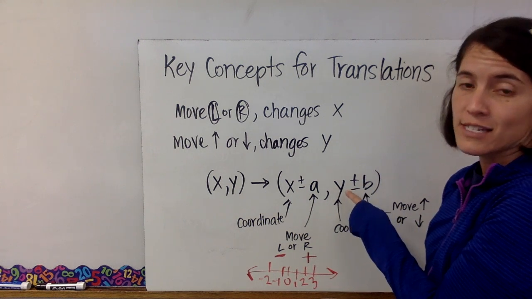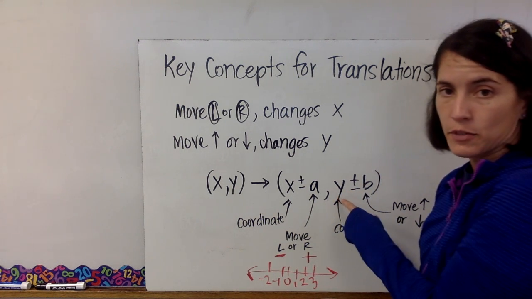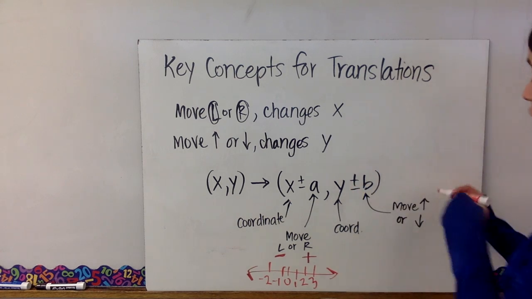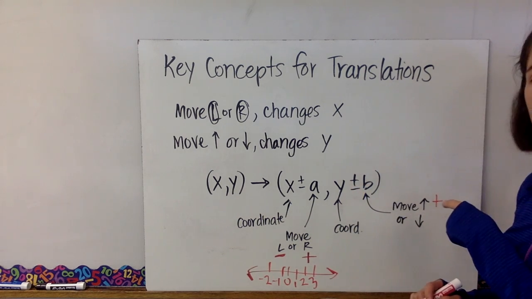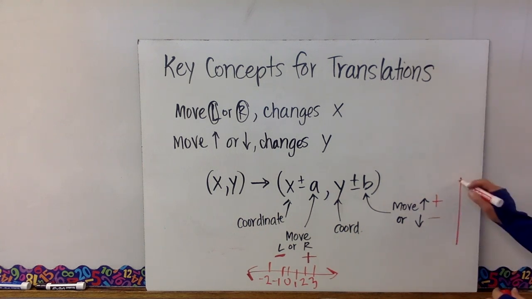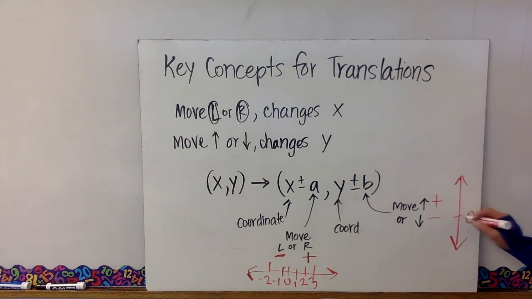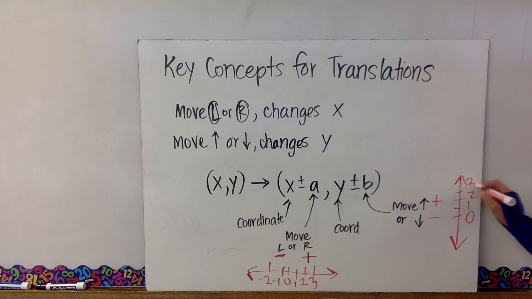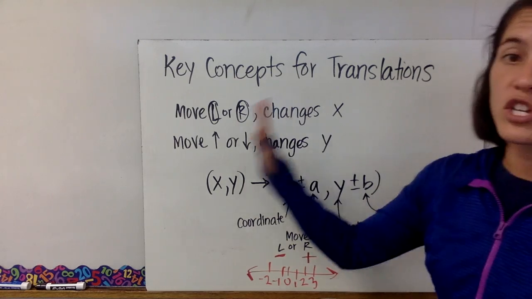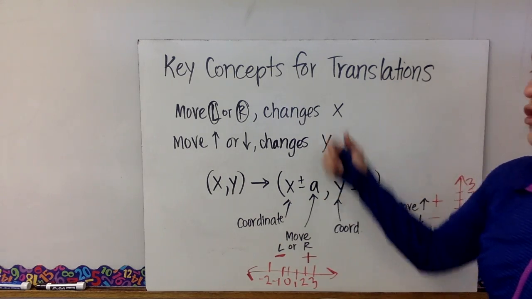The y coordinate is affected if you translate it up or down. So again, we see a plus or minus. If you move up, it's going to be a plus. If you move down, it's going to be a minus. Because if you had a vertical number line, like a thermometer, 1, 2, 3, -1, -2. So those are the key concepts. We're going to use these key concepts to translate.